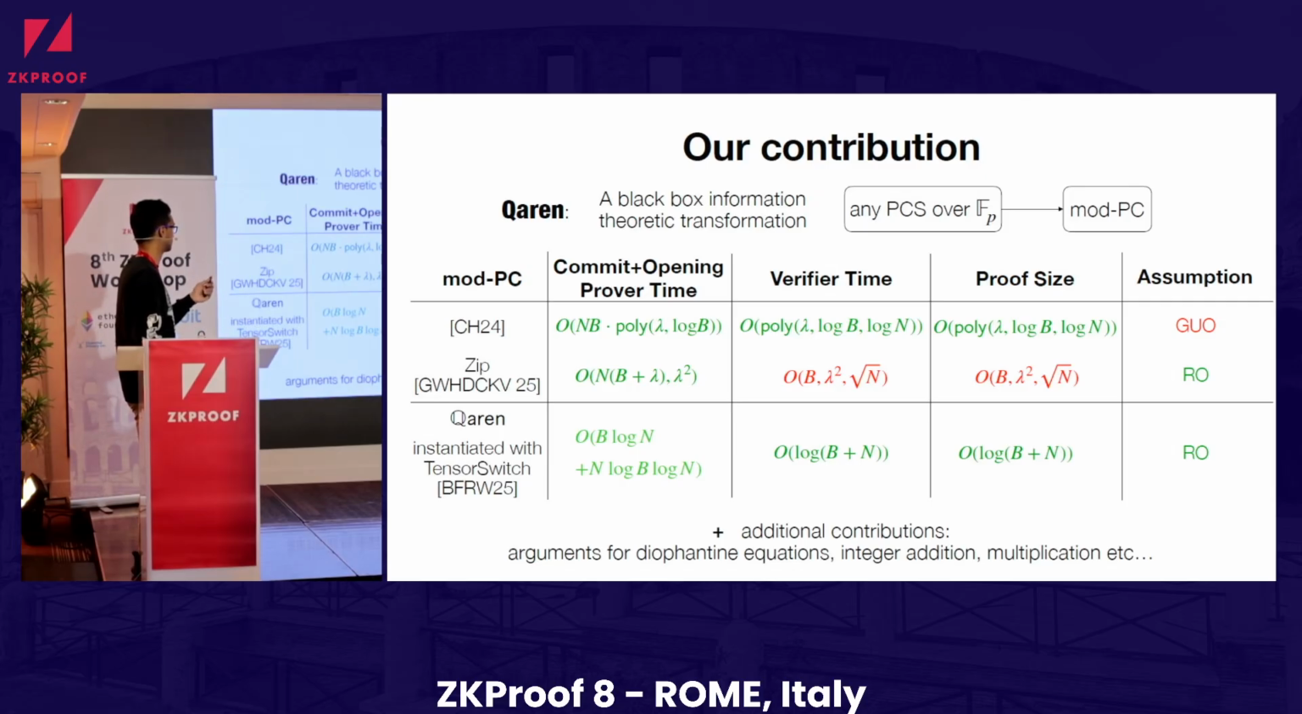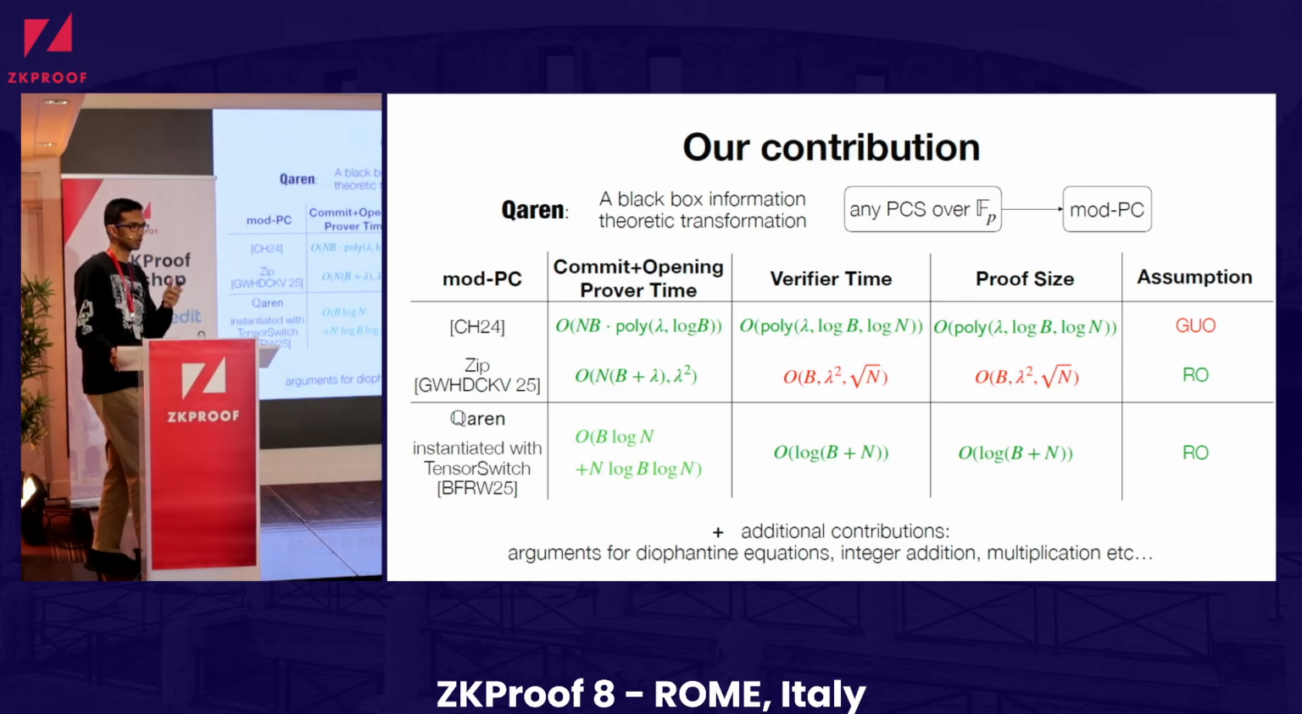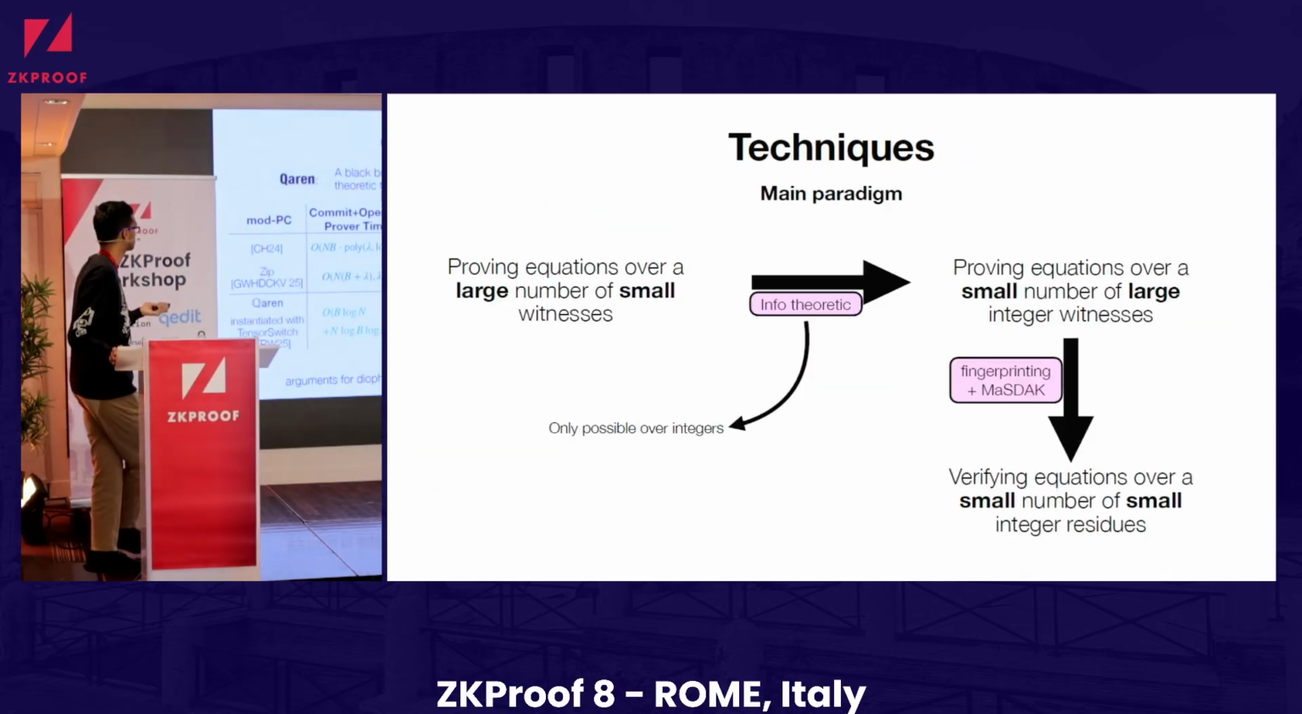We need all the integer operations. We've seen some of them in the previous talk as well. How do you prove integer addition, multiplication, etc.? And these will be over similar bit vectors as well, as we've seen before.